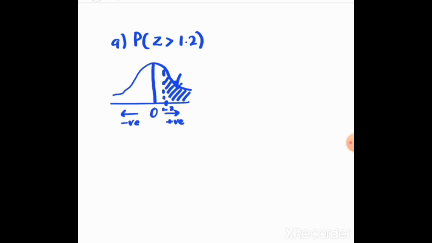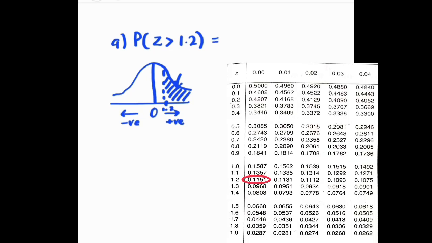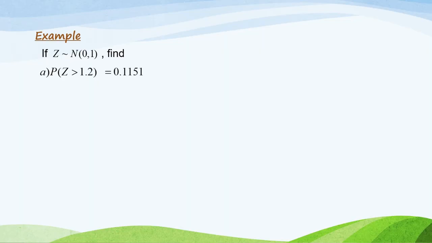If we look at the table, we can directly read from the normal distribution table. So we will get 0.1151. So this equals 0.1151, read directly from the normal table.